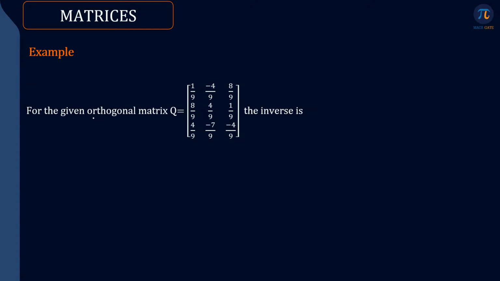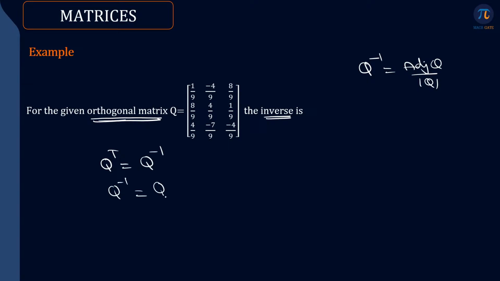So for a given orthogonal matrix Q, find the inverse. See, he says it is an orthogonal matrix. What do you mean by orthogonal matrix? Some people, for this matrix, find inverse means what do they do? Adjoint Q by determinant Q. Don't do that, because it is an orthogonal matrix, which means Q transpose is Q inverse, or Q inverse is Q transpose.